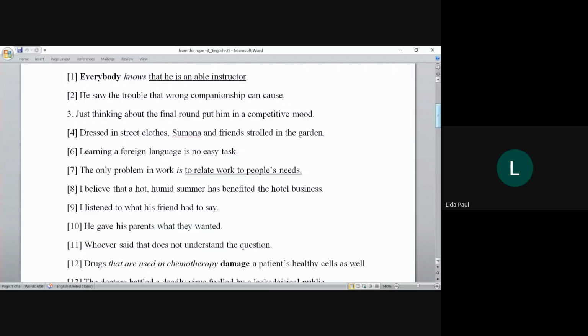That he's an able instructor, is it giving any additional information about a noun? That whole part, which you picked out as the subordinate clause. Is that giving any additional information about a noun here? Yes, ma'am, about the instructor. But instructor is a part of that clause. It is not outside it. If it has to provide information, then it has to be outside that clause, right? If that unit acts as an adjective, then there should be something outside that clause which it is qualifying. Instructor is within that clause.